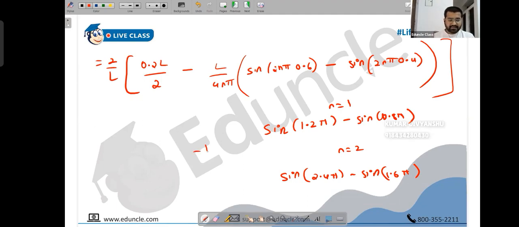I'm getting minus 1.175. Okay. And if I use n equals 2, then sin 2.4 pi minus sin 1.6 pi. No, I'm getting a different value, 1.932. Okay, so they have to give us an exam for which level.